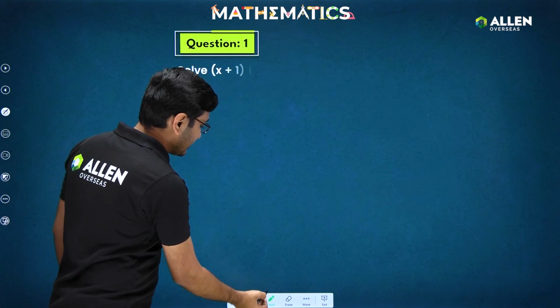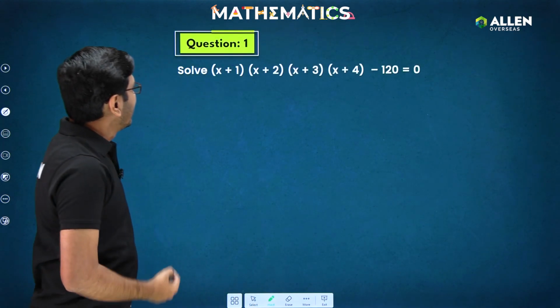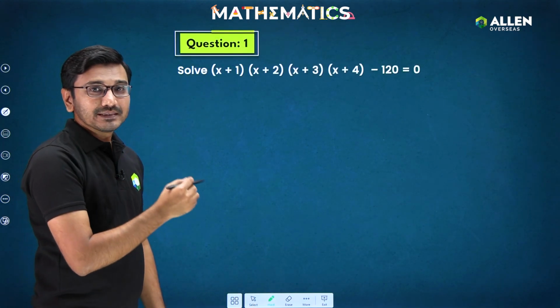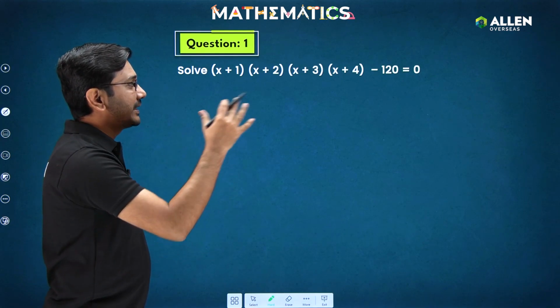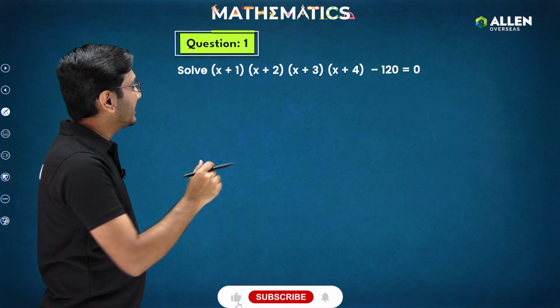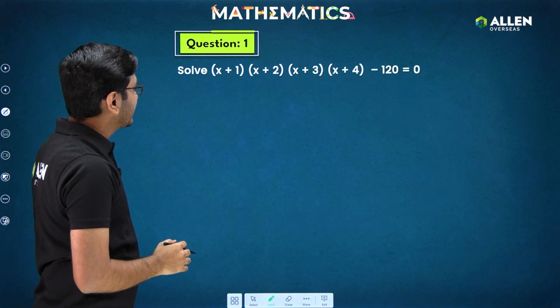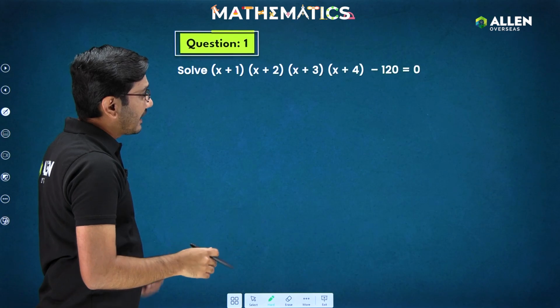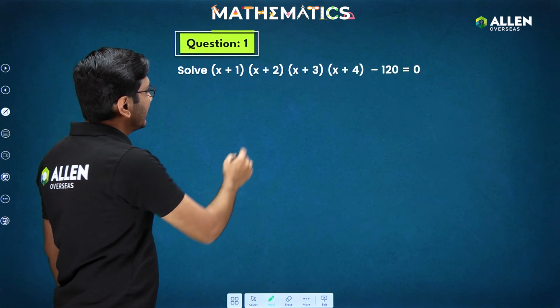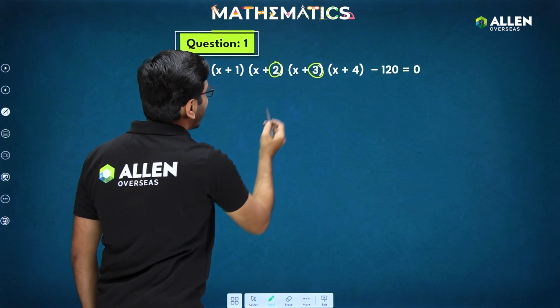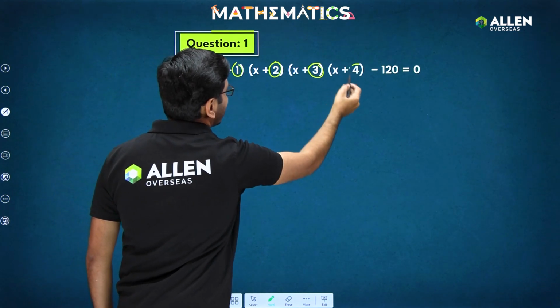So the question here is (x+1)(x+2)(x+3)(x+4) minus 120 equal to 0. Okay, so here we have four linear factors in product. What are the coefficients which you see here having the same sum? Like if you just look here, 2 plus 3 is 5 and 1 plus 4 is also equal to 5.